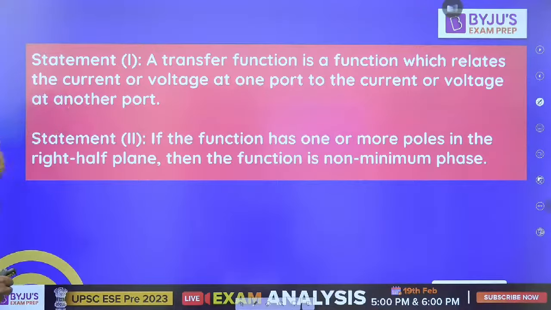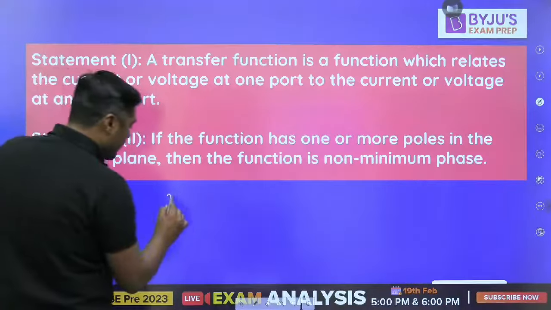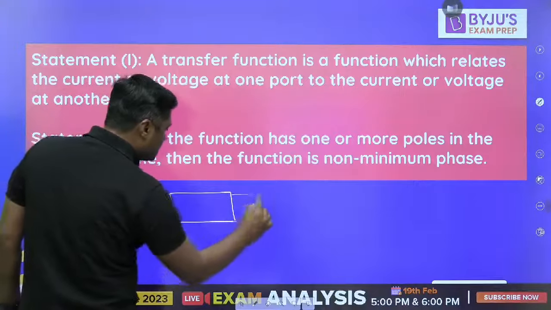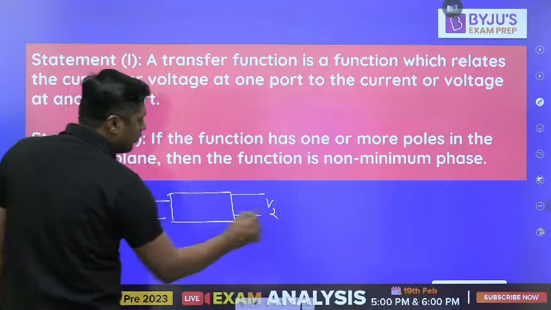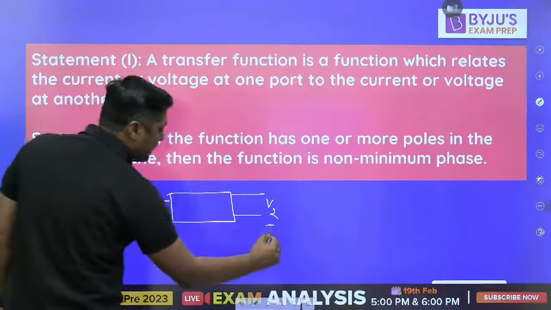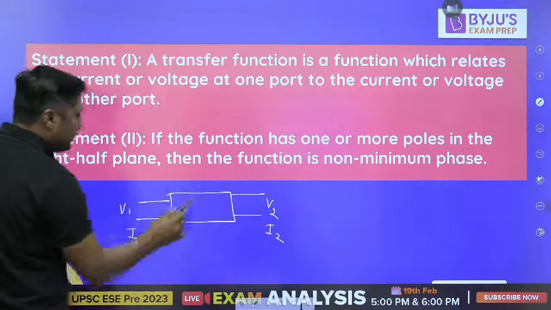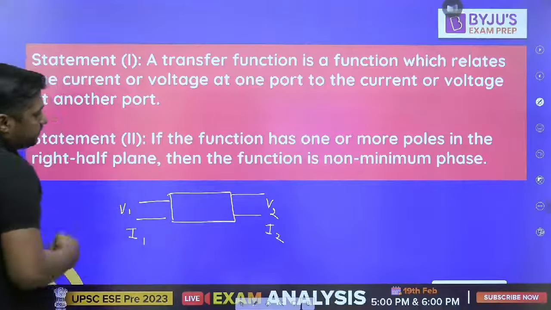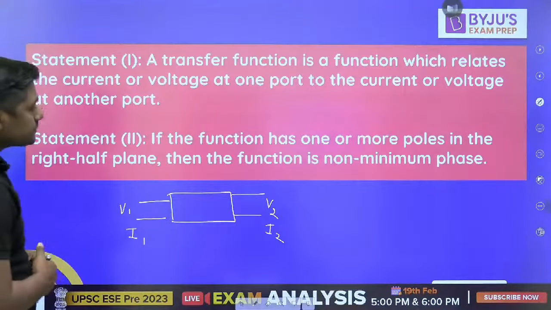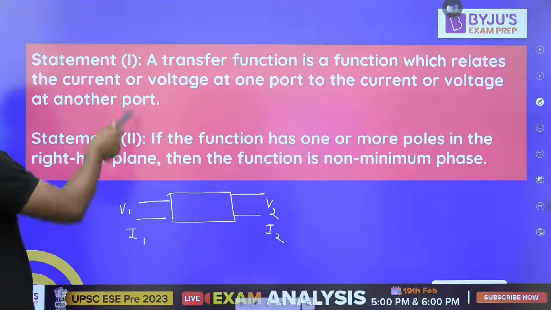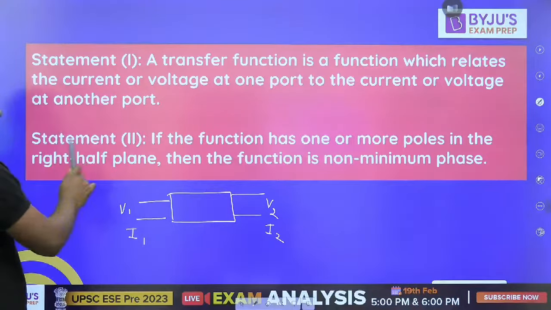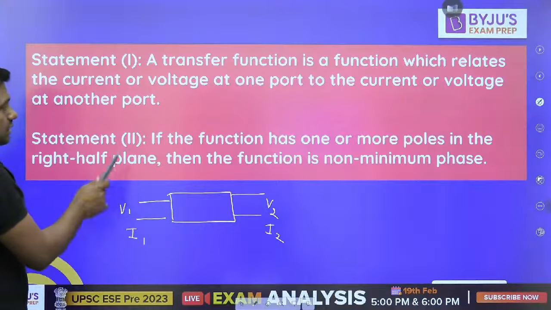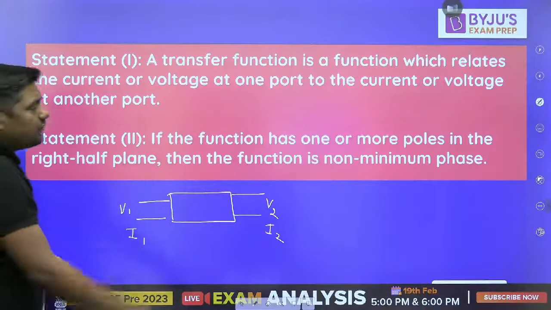the current or voltage at another port. Yes, this is the transfer function. This is port number 2. This is port number 1. Transfer function relates voltage or what? Current, or current with the voltage, voltage with the current. Yes, that is the right statement. So that is the simple definition. If the function has one or more poles in the right half plane, then the function is non-minimum phase.